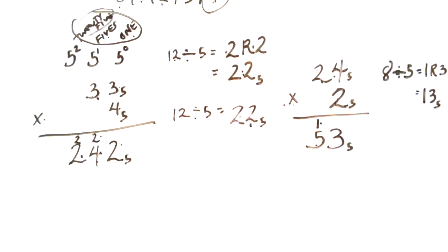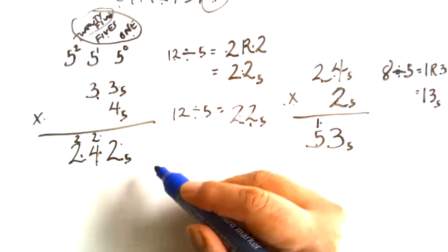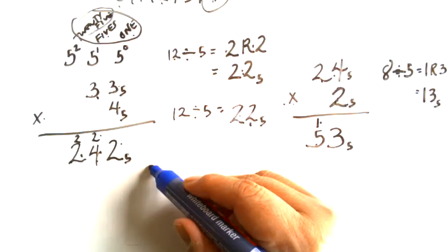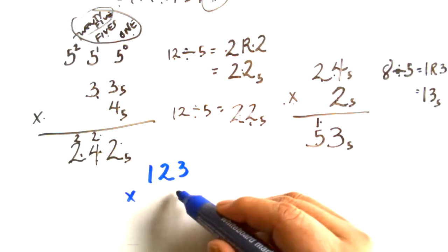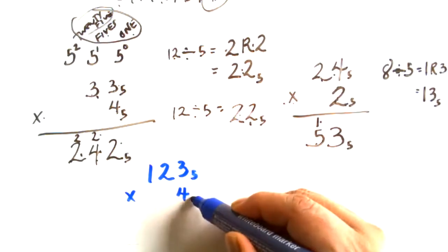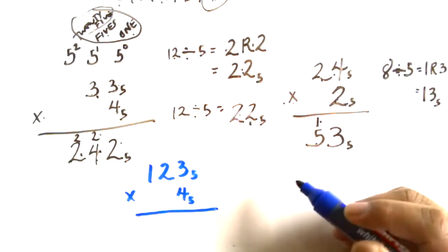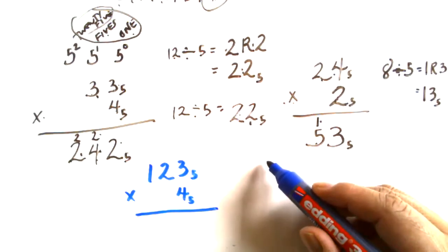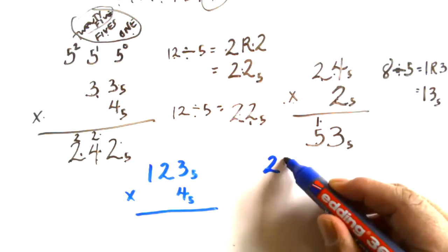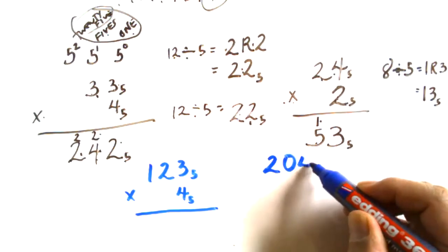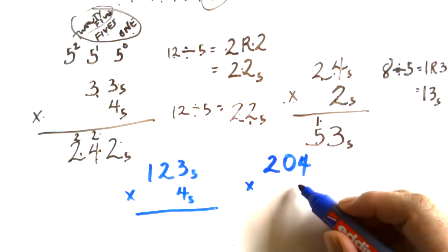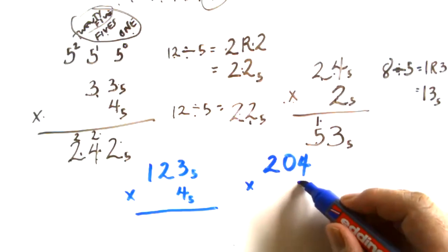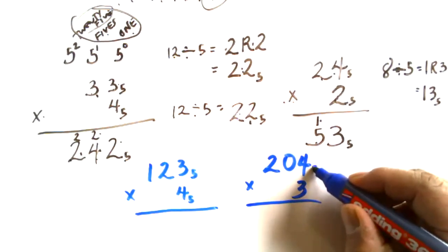Homework time. So you get a lot of practice with this. So what is 1, 2, 3 times 4 in base 5? We could also have 2, 0, 4 times, let's say times 3, all in base 5.